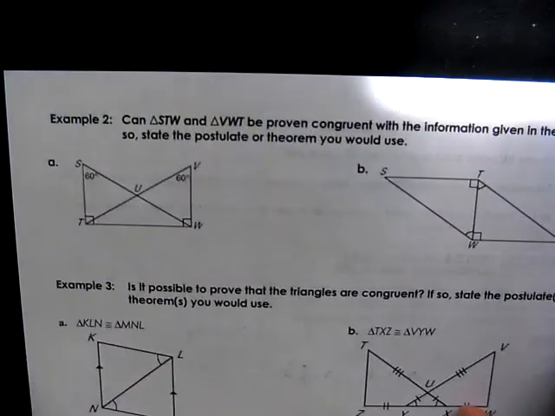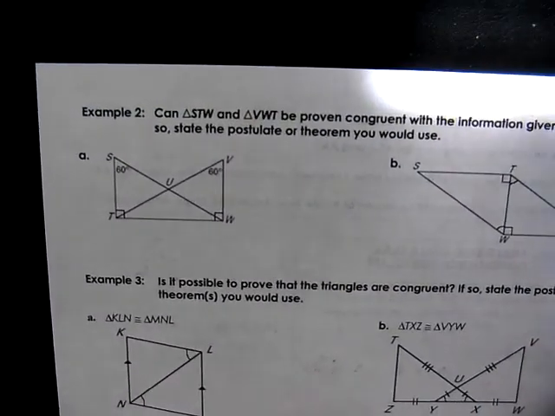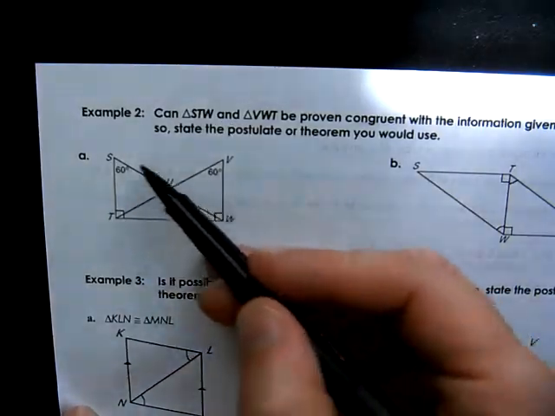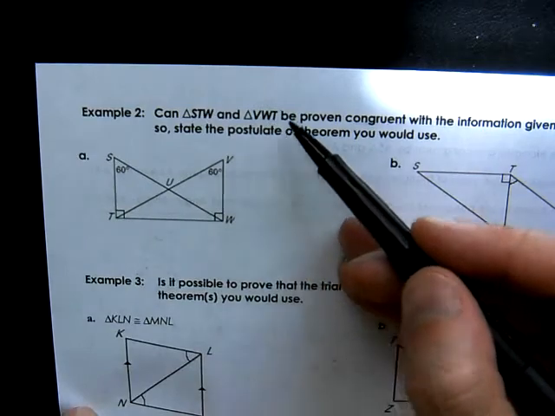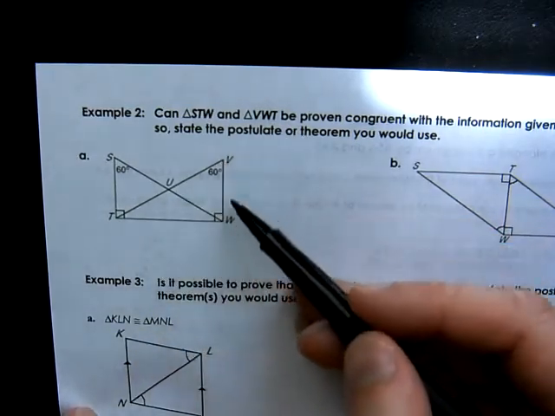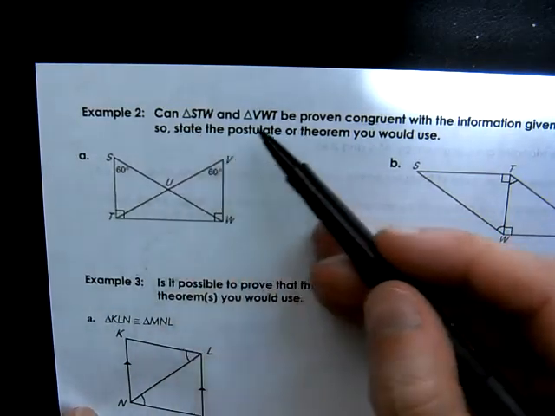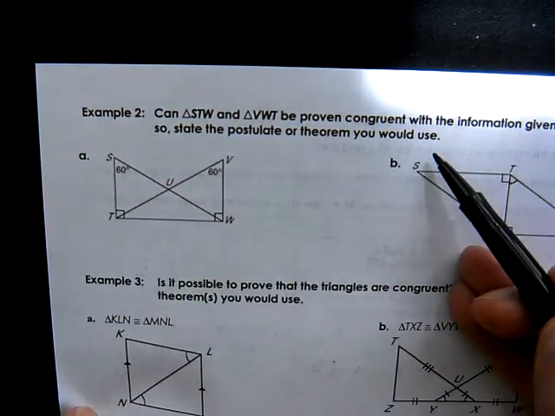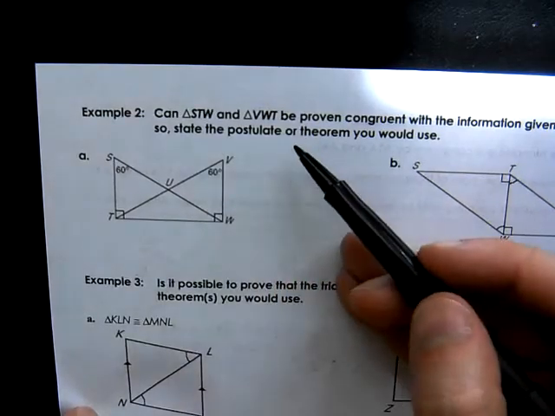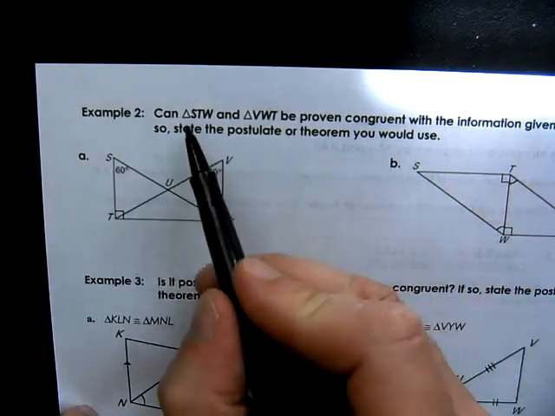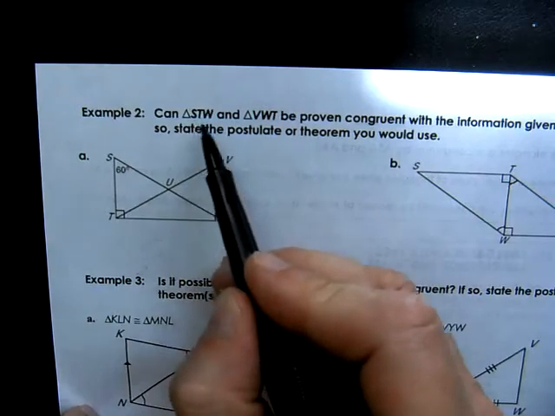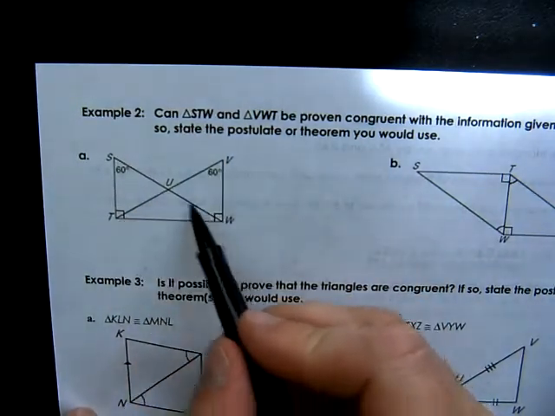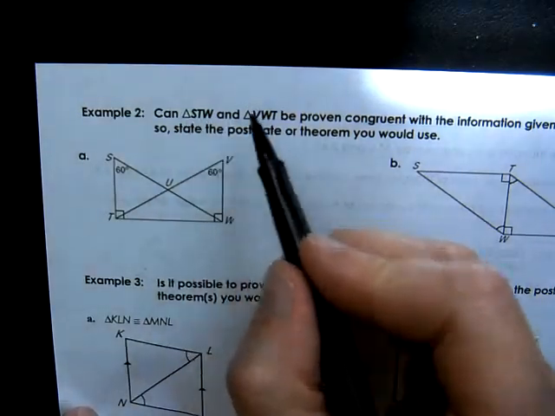Alright, so here in example 2, we've got these two triangles, triangle STW and triangle VWT. Can these two triangles be proven congruent with the information given in the diagram? If so, state the postulate or theorem you use. In other words, what pattern do you see? Now notice there are lots of triangles, but we're just identifying specifically which two triangles. In other words, we're not looking at this triangle. We're not using triangle TWU. No, we're using these two triangles.